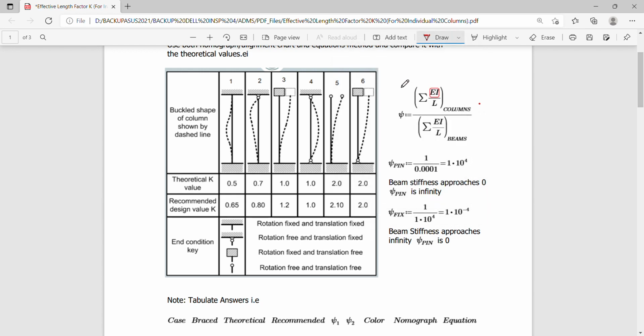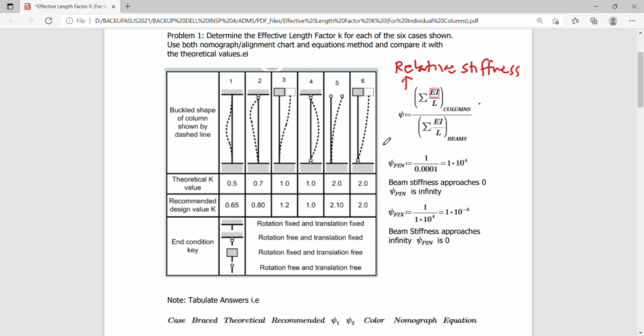Okay. So this is the formula for the relative stiffness psi, which is simply the ratio of the column stiffness all over the stiffness of the beam, upon which your beam stiffness is represented by the joint stiffness.